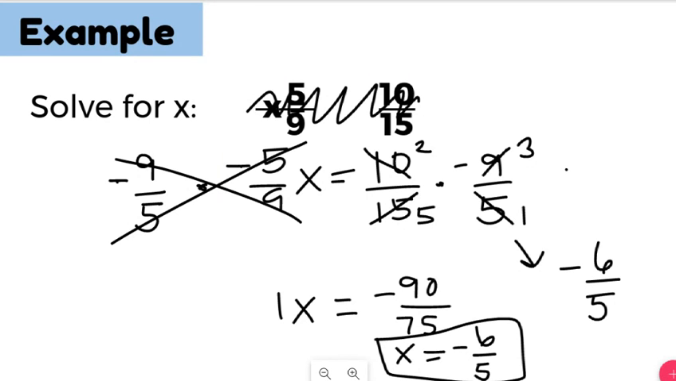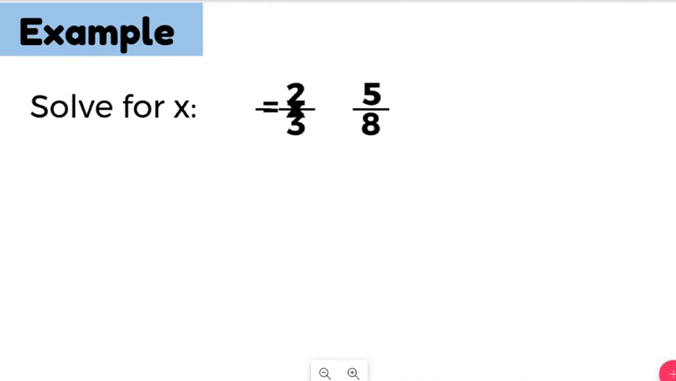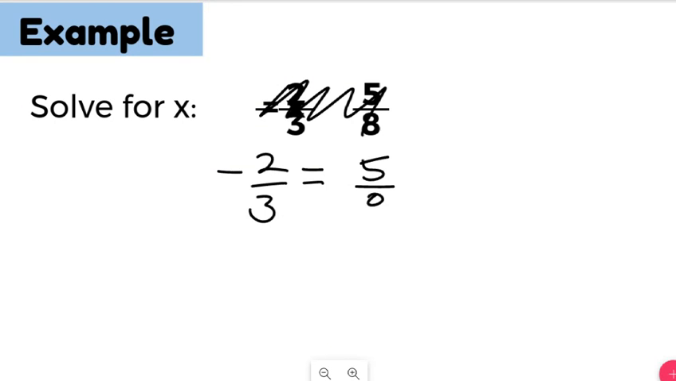You do not need to make that a mixed number. You can leave it just like that. Next up, -2/3 equals 5/8x. Now my x is on a different side, but that's okay. Don't get nervous. Nothing to simplify, step 1.